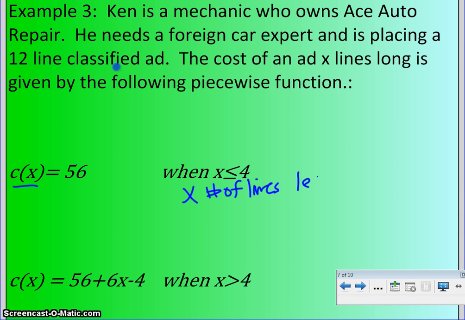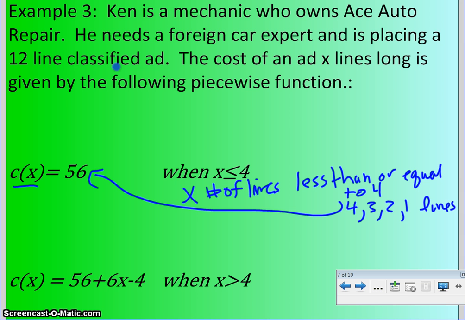is less than or equal to 4. So it's saying if there's 4, 3, 2, or 1 line, then the cost is $56. So that addresses 1 through 4 lines.